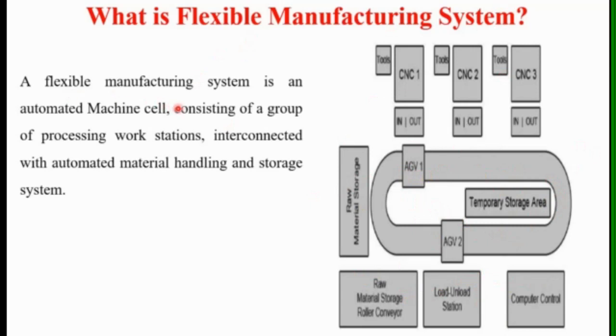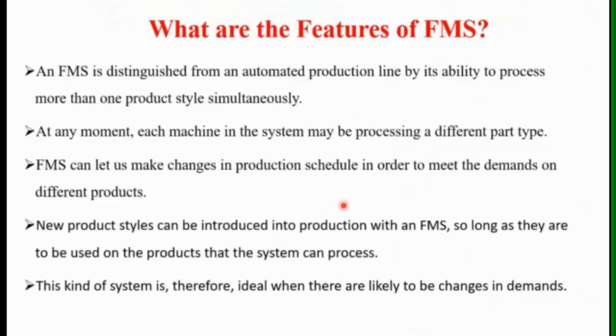A flexible manufacturing system is an automated machine cell consisting of a group of processing workstations, interconnected with an automated material handling and storage system. This is the material handling system, and these are the storage system, loading and unloading, and raw material storage system. All the system is controlled by a computer. So this is called a flexible manufacturing system. These are a few features of this flexible manufacturing system.